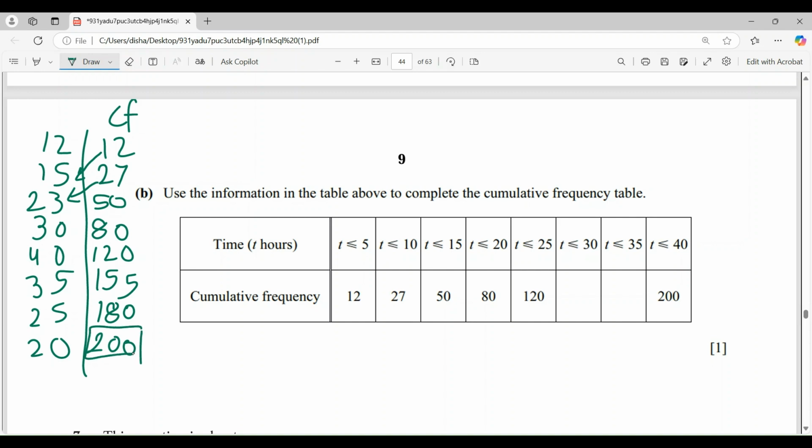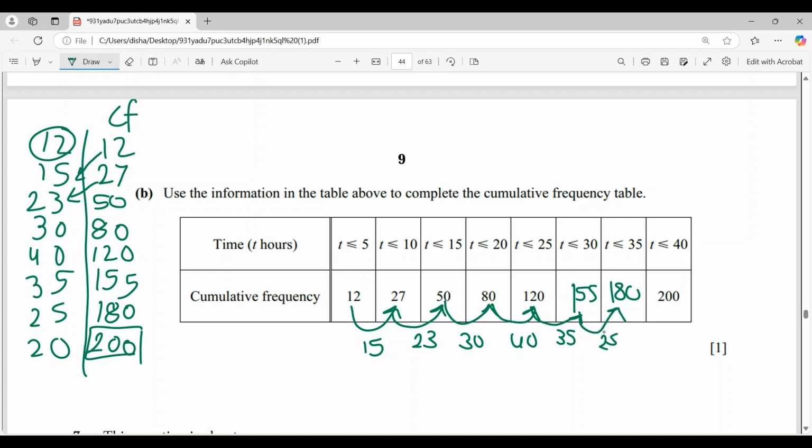Always remember the total has to be equal to the total number of students, or whatever the total of the frequency is. So here we will have 155 and 180. You can remember from 12 the first value, go on adding the values 15, then 23, then the next value is added which is 30, then 40, then 35, then 25, and last 20. So your frequencies are added each time.